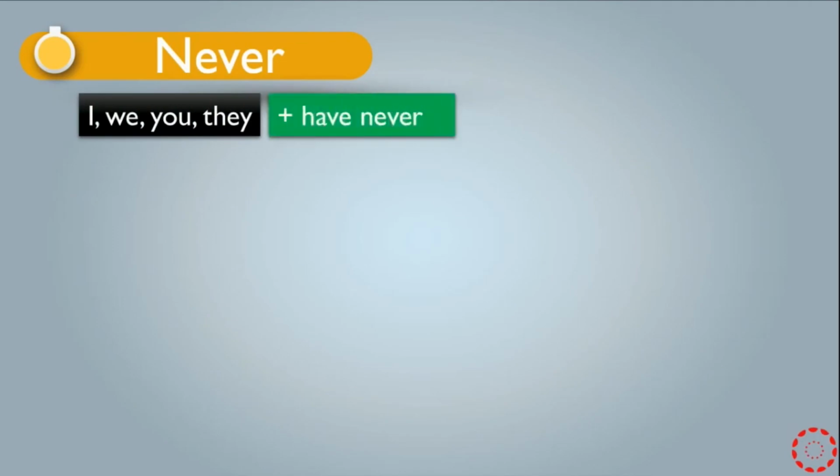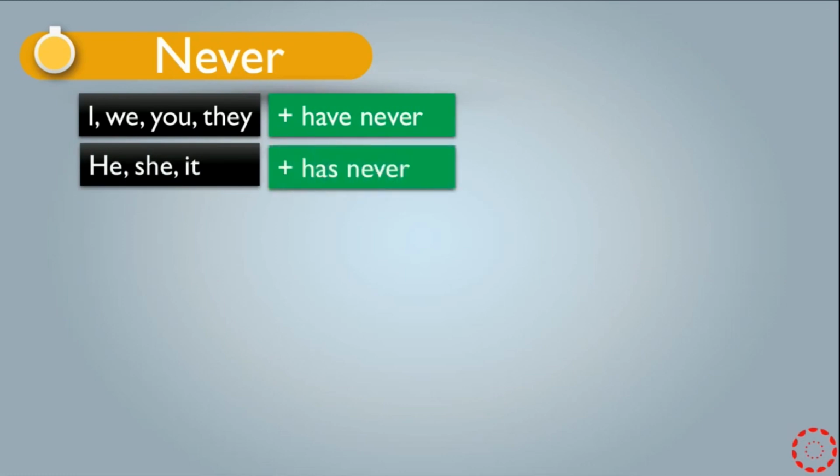With never, we have a form, or you can say a rule. If our subject is I, we, you, they, we use have never. If our subject is he, she, it, or a name or a third person singular, we use what? Has never. You have to be careful that never is always followed by have. You cannot say never have or never has, okay? So the form is like that and should be like that in the sentences as well. And both of them are followed by the past participle, PP, the third form of the verb.